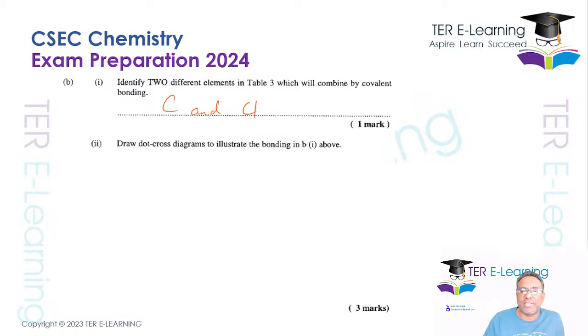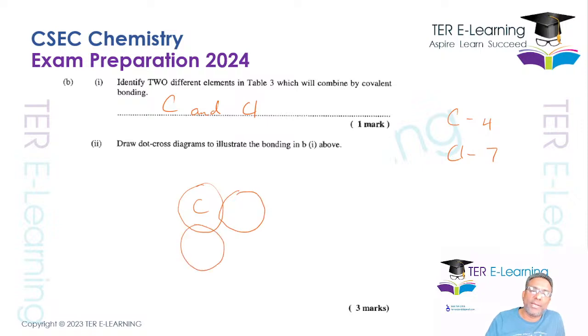Draw a dot and cross diagram to illustrate the bonding in B. So your carbon belongs to group 4. It has 4 valence electrons. Chlorine belongs to group 7. You have 7 valence electrons. So if you want to draw a covalent dot and cross diagram, I'll draw my carbon at the center. Then I'll draw one chlorine here, one chlorine here, one chlorine here, one chlorine here. So this is Cl, Cl, Cl, Cl.